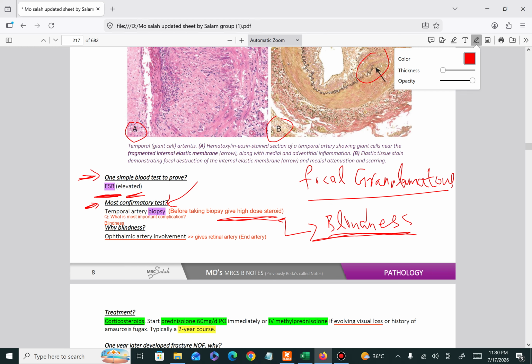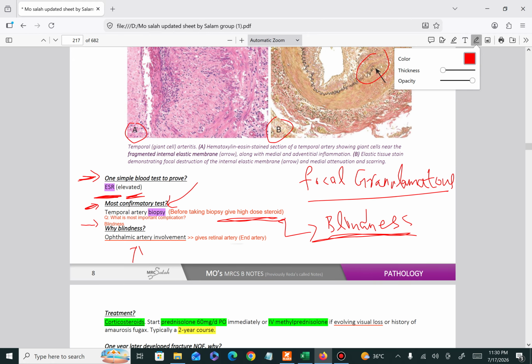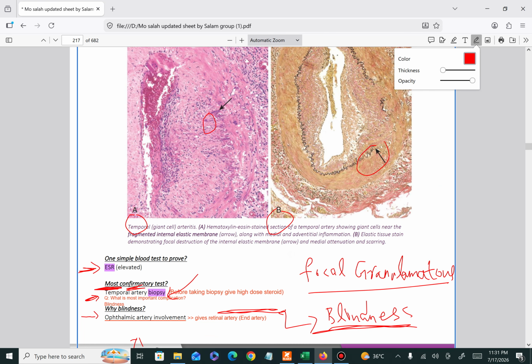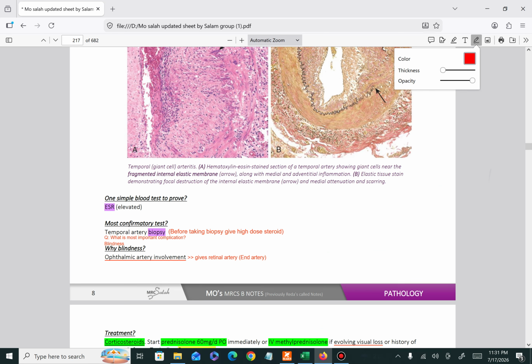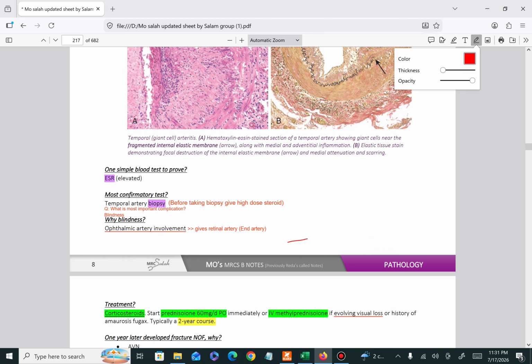Okay, what is the most important complication? So we already talked about it: it is blindness. Then why blindness? Because of the involvement of the ophthalmic artery, which gives the retinal artery. Okay, so it can cause ischemic optic neuropathy.